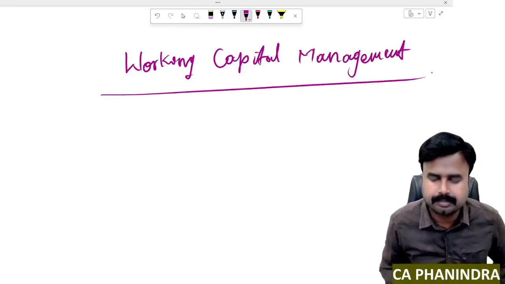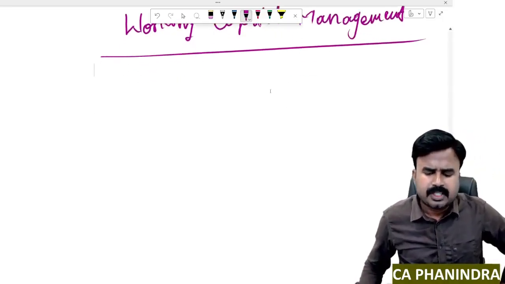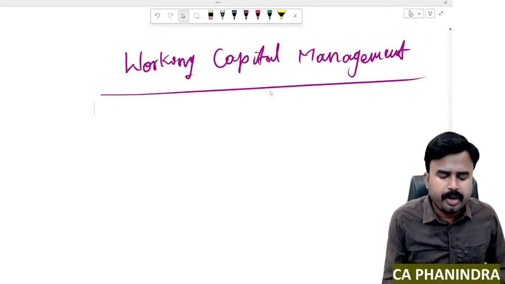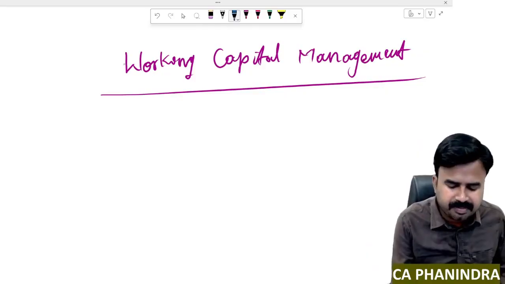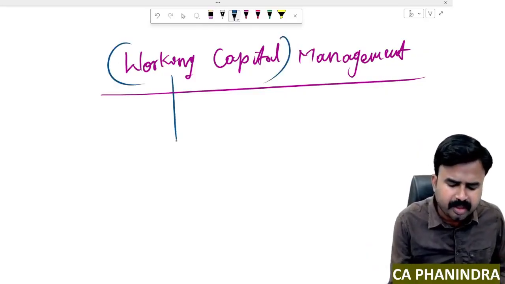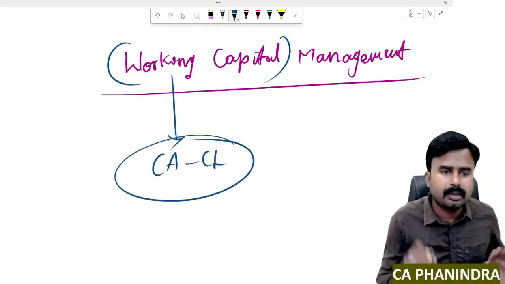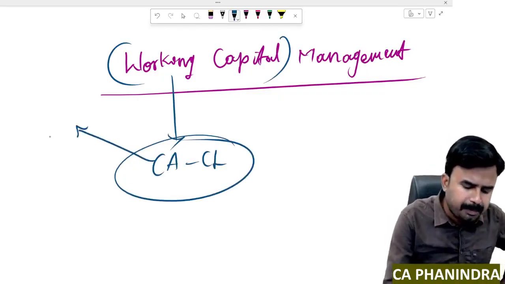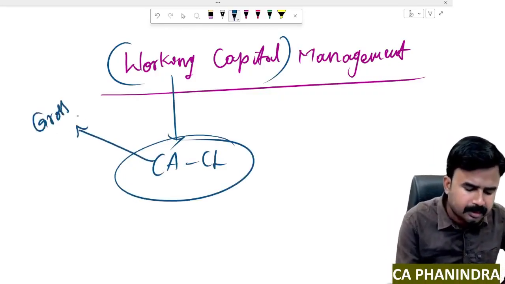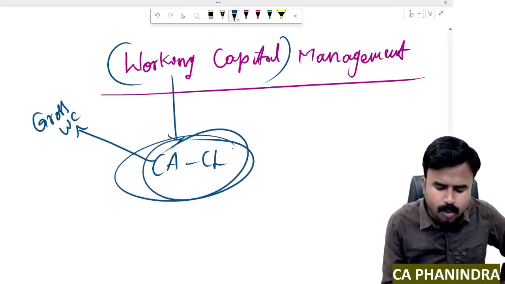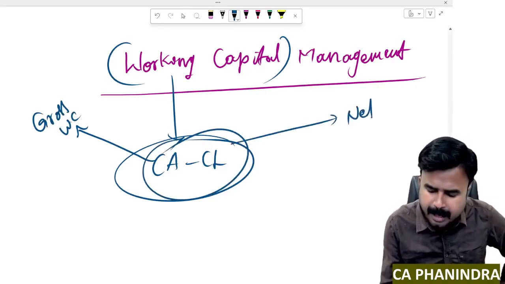This is our chapter. First of all, in this particular topic, you have to understand what the term working capital is. The mathematical formula is current assets minus current liabilities. Simple. Current assets is simply known as gross working capital, whereas current assets minus current liabilities, the whole term, is simply known as net working capital.